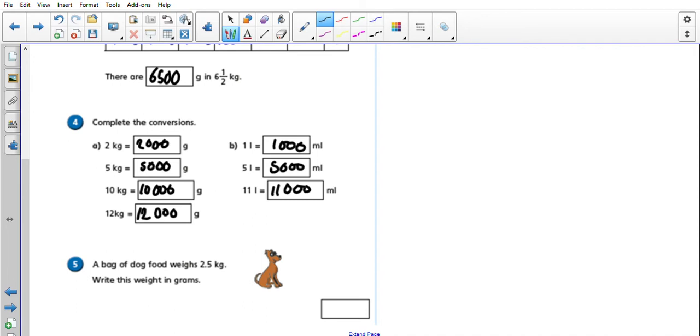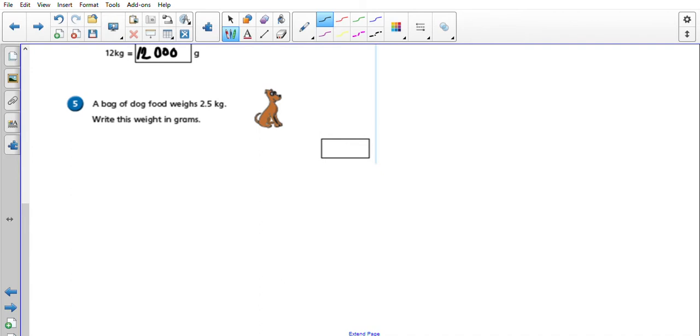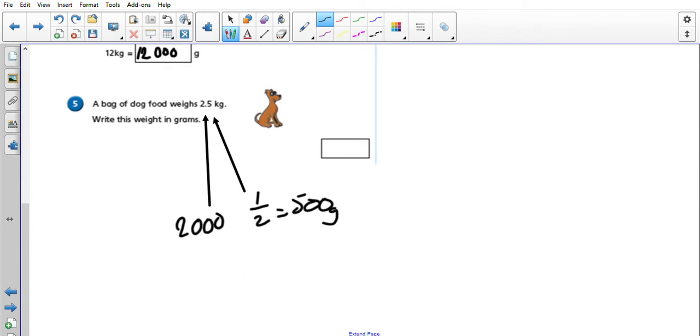Okay, and we can use that again to apply to the second problem down here. Bag of dog food weighs 2.5 kilograms. Write this weight down in grams. So here, if I'm thinking about this, I'm going to have 2 kilograms is 2,000, 0.5 is the same as a half, which is the same as 500 grams, which means that added together we're going to have 2,500 grams.